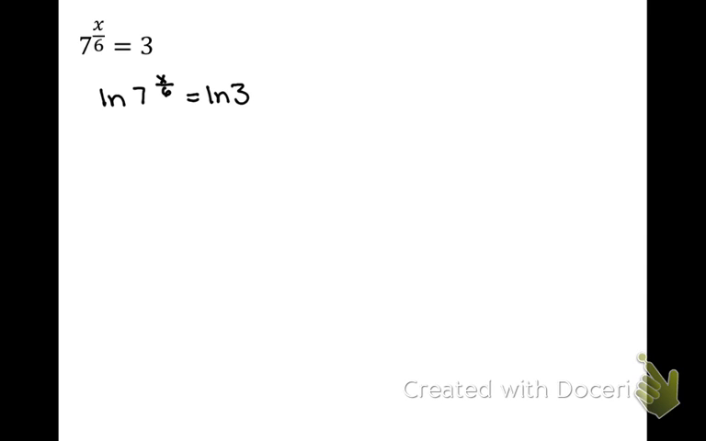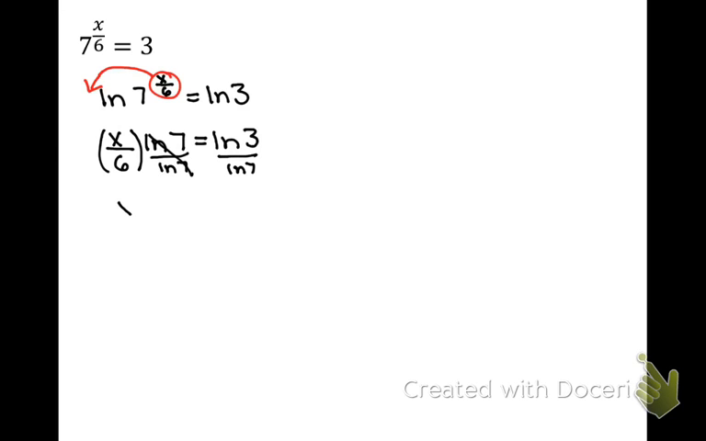Bring down that exponent. And I'm going to get x over 6 ln of 7 equals the ln of 3. Okay, how is that x over 6 connected to my ln of 7? Multiplication. How do I undo multiplication? Division.